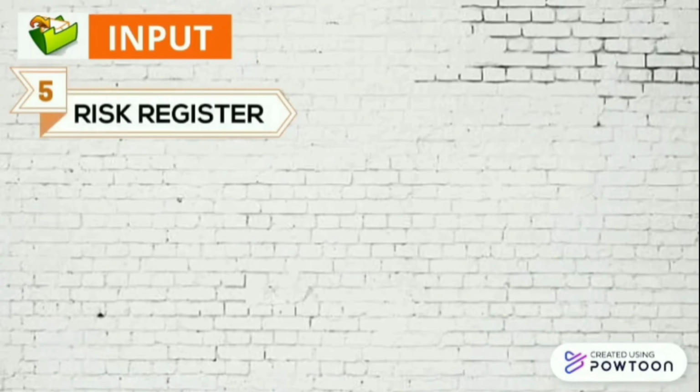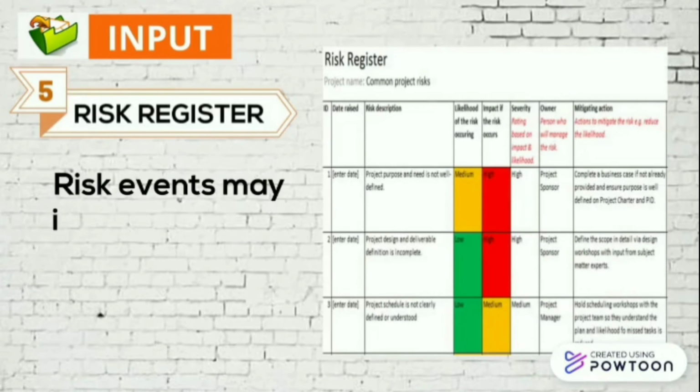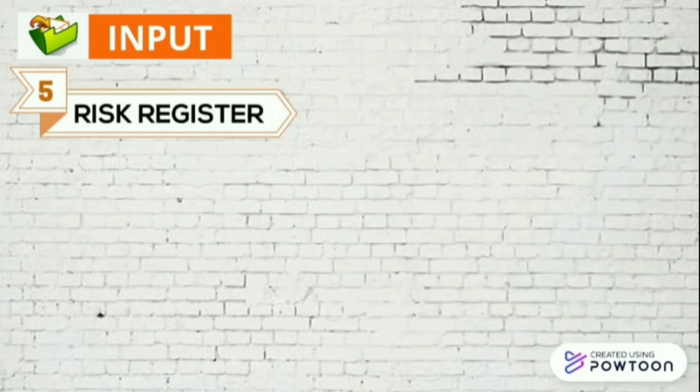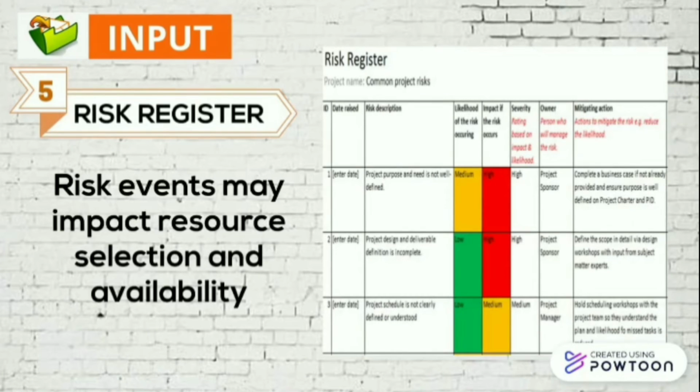Risk register. Risk events may impact resource selection and availability. The risk register contains all the risks that are identified in the project up to that point in time. In this context, if there are any risks associated with the resources, the project needs to consider those risks while planning those resources for the activities.